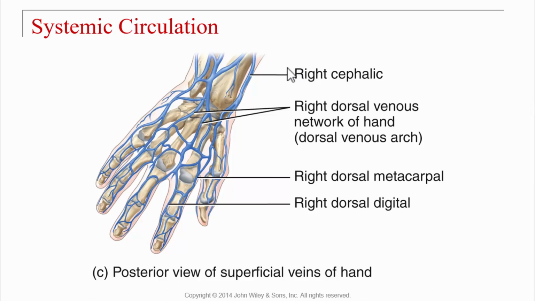And then we can see in this view of the hand, because you'll be drawing blood from the hand as well, we have the right cephalic vein. We have some of the dorsal venous network of the hand. So the dorsal venous arches are in there. We have the dorsal metacarpals and the dorsal digital veins.